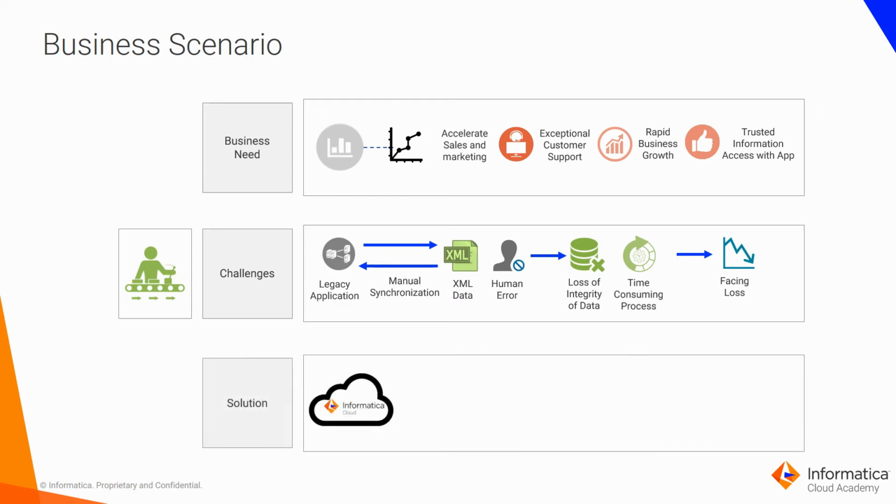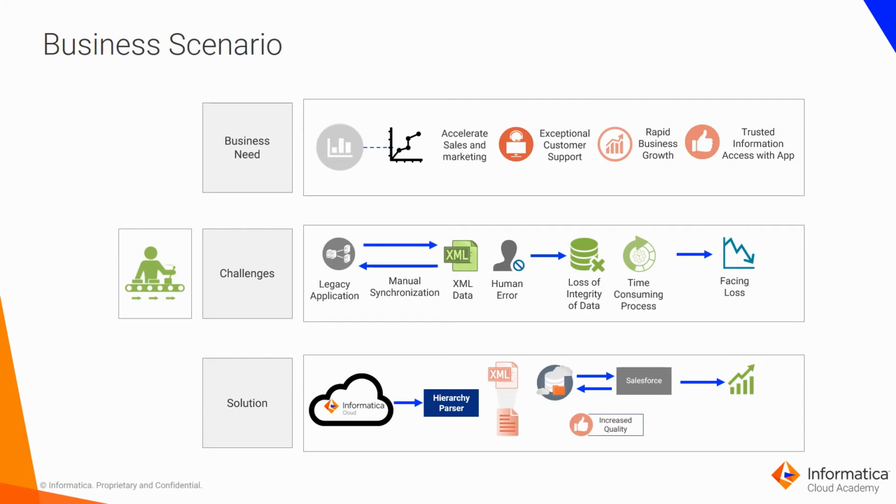The organization adopted Informatica Cloud as a solution to the issues they faced while trying to meet their business requirement. The Informatica Cloud's Hierarchy Parser Transformation helped them to convert hierarchical XML data into a flat format so that it could be easily copied to flat files or relational targets. Hence, data from different legacy applications could easily be synchronized with Salesforce, and the latest data could be made available to the sales team. This led to an increase in the quality and reliability of their services.